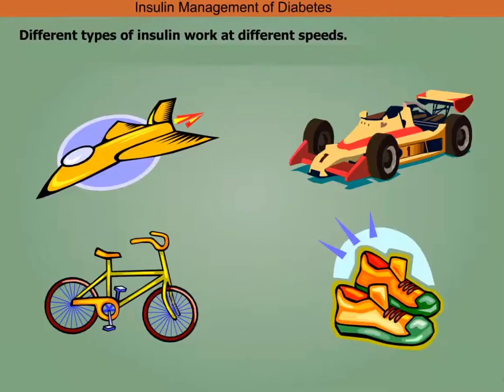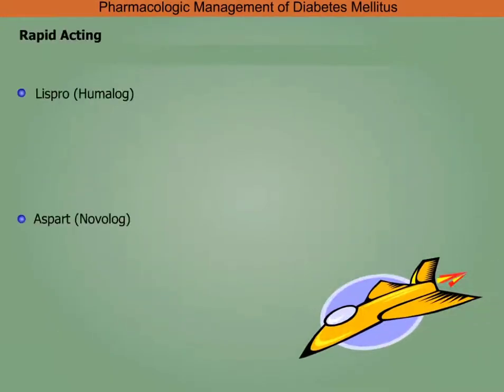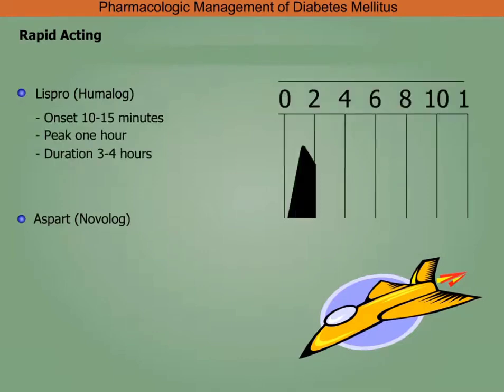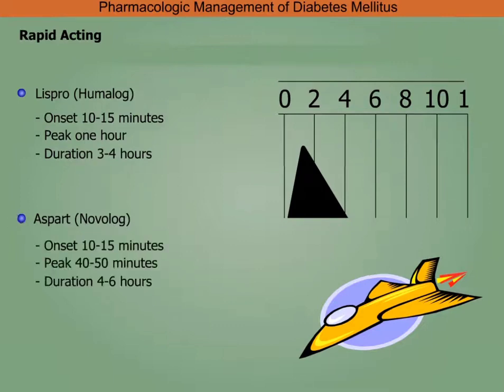Different types of insulin work at different speeds. Rapid acting. Lispro, onset in 10 to 15 minutes. Peak in 1 hour, with a duration of 3 to 4 hours. Aspart, onset in 10 to 15 minutes. Peak in 40 to 50 minutes, with a duration of 4 to 6 hours.